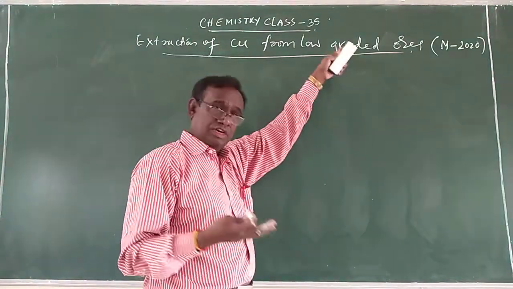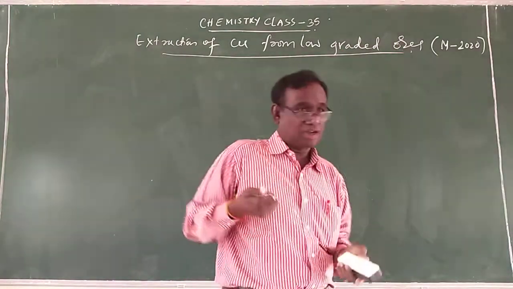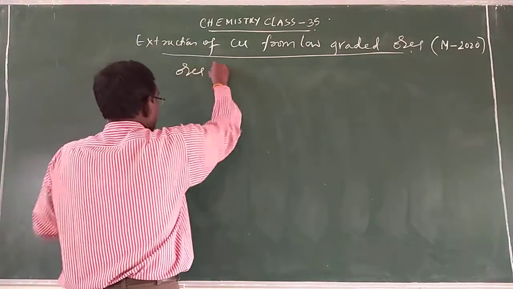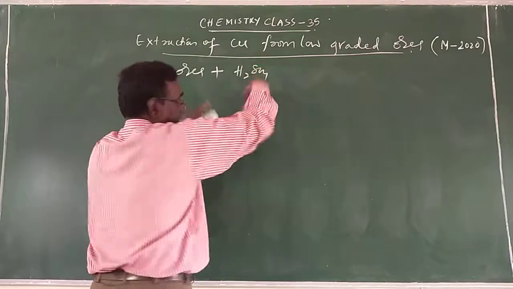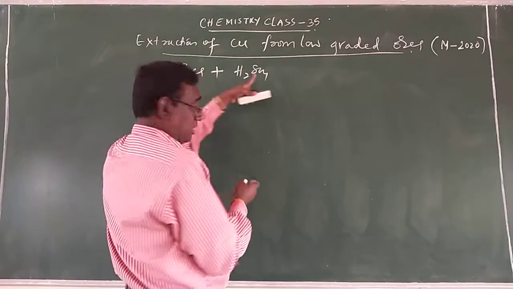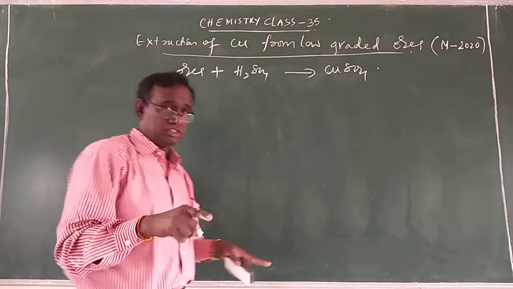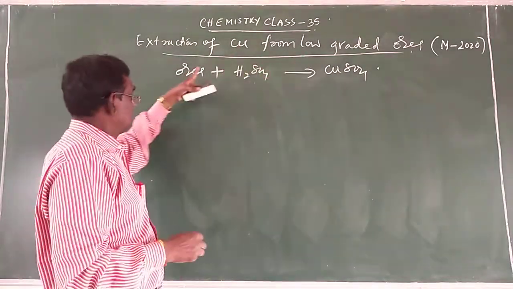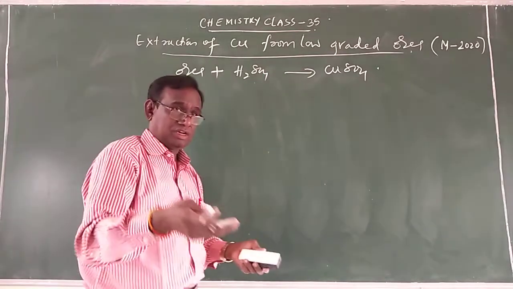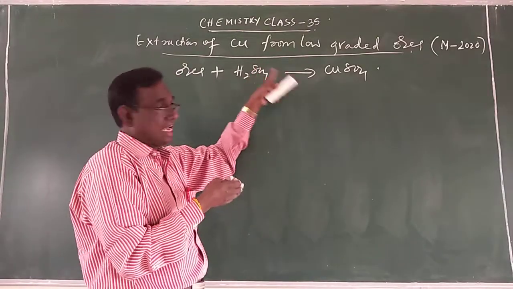Low graded ores also contain copper. From the low graded ores of copper, we have to extract the copper. How? First the low graded ores are made to dissolve in dilute sulfuric acid. When the copper ores are dissolved in sulfuric acid, or treated with bacteria, all the copper goes into the sulfuric acid as copper sulfate.